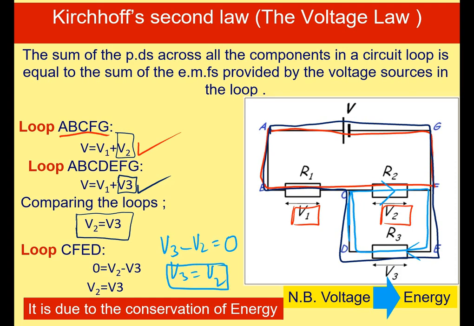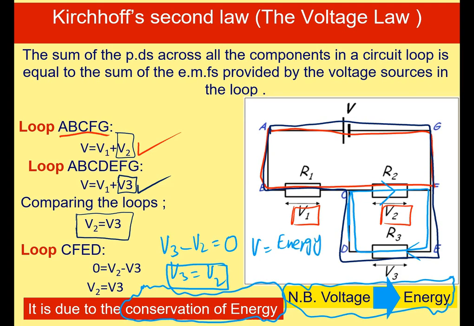And again, this law is based on conservation of energy, meaning the total energy produced by the battery is equal to the total energy lost by components. Voltage and energy are linked together because voltage is simply energy per charge. So energy is conserved, and the voltage lost and gained also has to be equal. The voltage is equal to energy over charge. So this is what we need to understand.